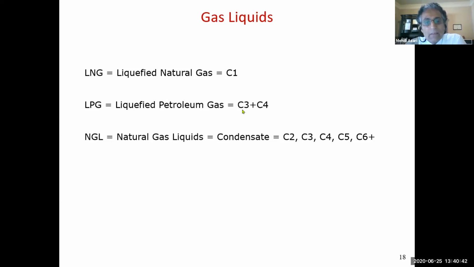Liquid petroleum gas is C3 and C4. This is LPG, the ones that in the past we used to have in these big cylinders. You still have it, some of these cylinders you take for a picnic and it has gas in it. That's LPG. Then there is another one, NGL, natural gas liquid, which is basically the condensate. It is a combination of C2, 3, 4, 5, 6, stuff like that, that they compress into liquid.